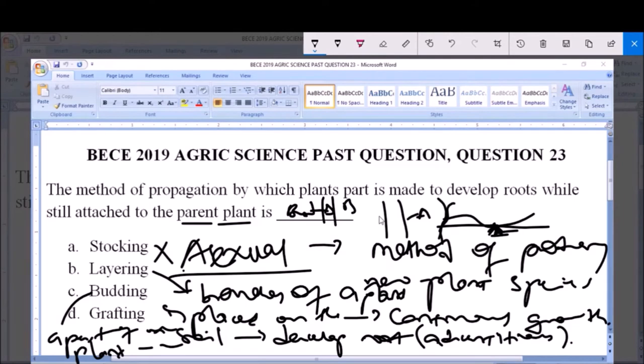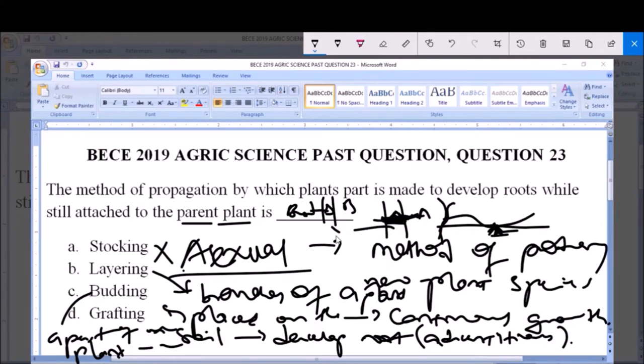Now when this part is cut, it will be fixed to another plant which has already been prepared, whose position has been made available in this plant A. Now this part here that is cut away from this plant B will now be attached to this plant A here, tied together with either rope or anything that will make it stay together, and then allowed to grow. Now when this begins to grow, what happens? A new species of plant is formed. A species that has the traits of plant B and plant A will be formed.